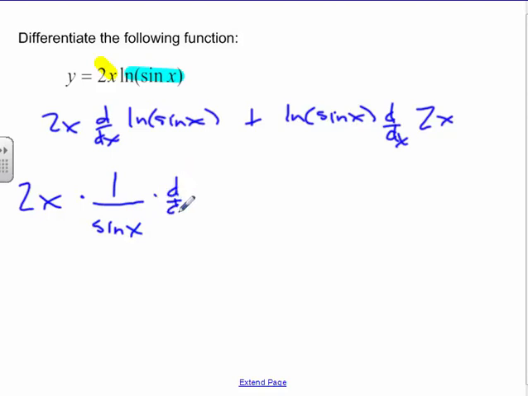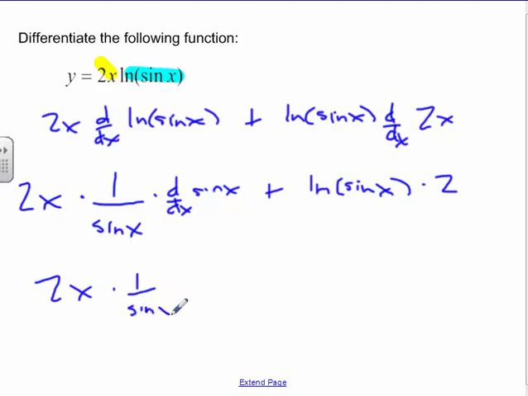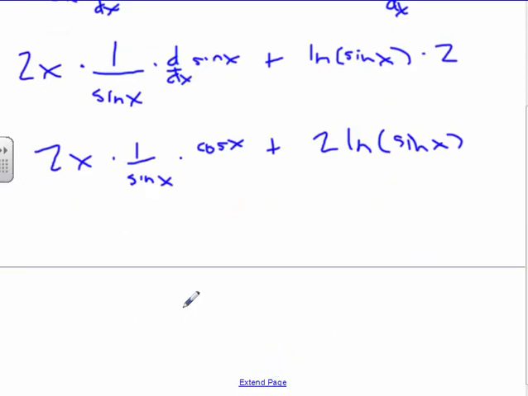But then we would have to chain on the fact that it wasn't x, so we're going to have to take the derivative of sine x. And then over here, this one's really easy. The derivative of that is 2. So, okay, well, a little bit more cleaning up here. You've got 2x times 1 over sine x. And then you do the derivative of sine, which is cosine. And then here, why don't I put the 2 in front and go 2 ln sine x. That'll work.